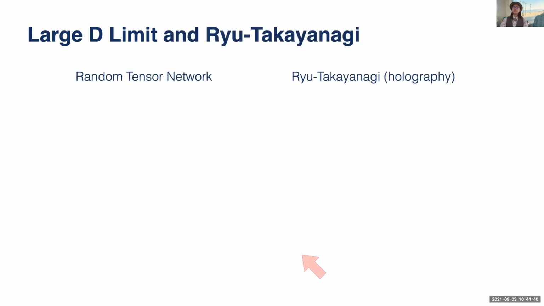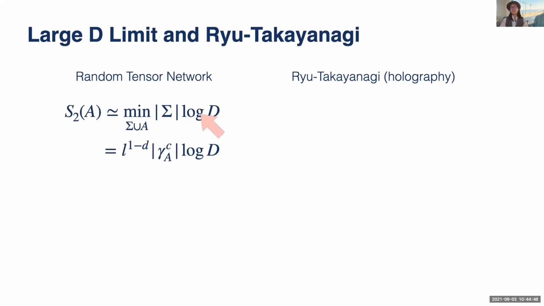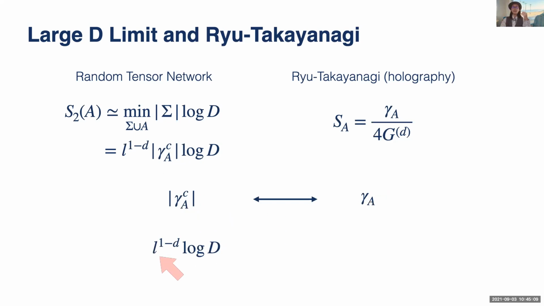So finally, let us compare the large D limit in random tensor network and the Ryu-Takayanagi formula from holography. In the random tensor network, we have this equation, which can be massaged into this form, where L is a constant, log D is also a constant, gamma A has something similar to an area. And from Ryu-Takayanagi, we had this. So you see that gamma A from this formula corresponds to gamma A in Ryu-Takayanagi, and L to the 1 minus D times log D corresponds to 1 over 4G in the Ryu-Takayanagi formula.